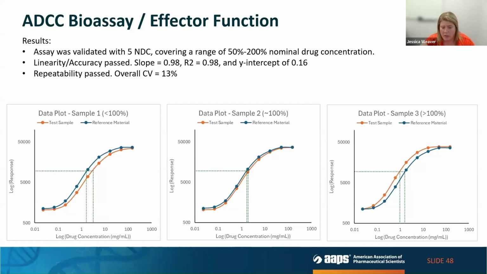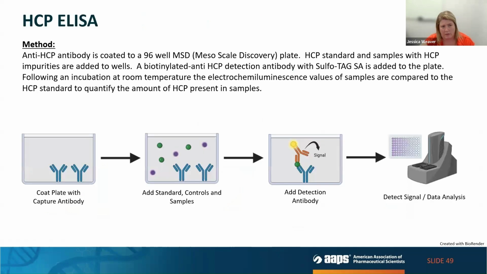And continuing on our control strategy, looking at impurities, we also perform HCP ELISAs. Rather than a standard commercial kit for ELISAs, we actually use an MSD microarray plate. We coat that with a capture antibody that's specific for HCPs, and add standards, controls, and samples to the plate. We then add the detection antibody, which is a biotinylated anti-HCP detection antibody with a tag. After incubation, that is measured on the MSD to get the electrochemiluminescence response, and then we analyze that data.